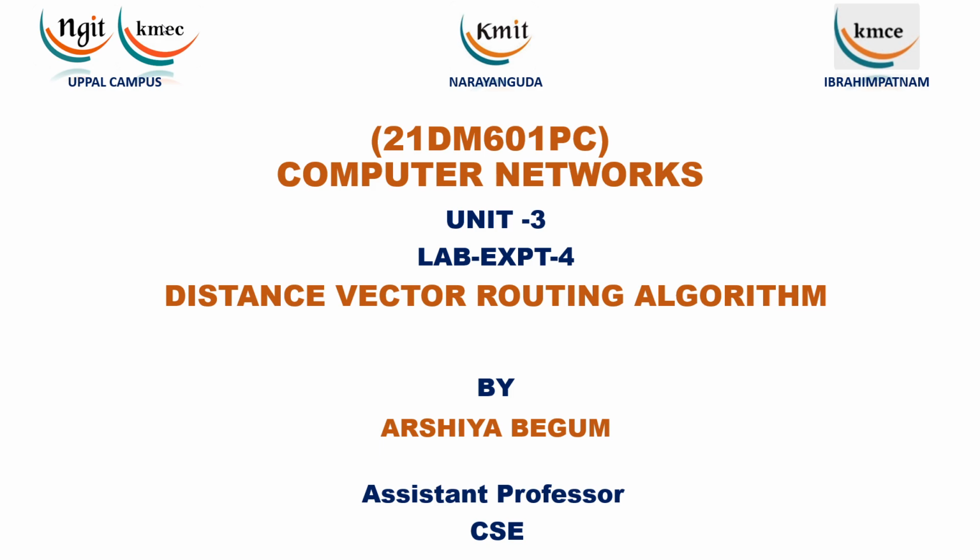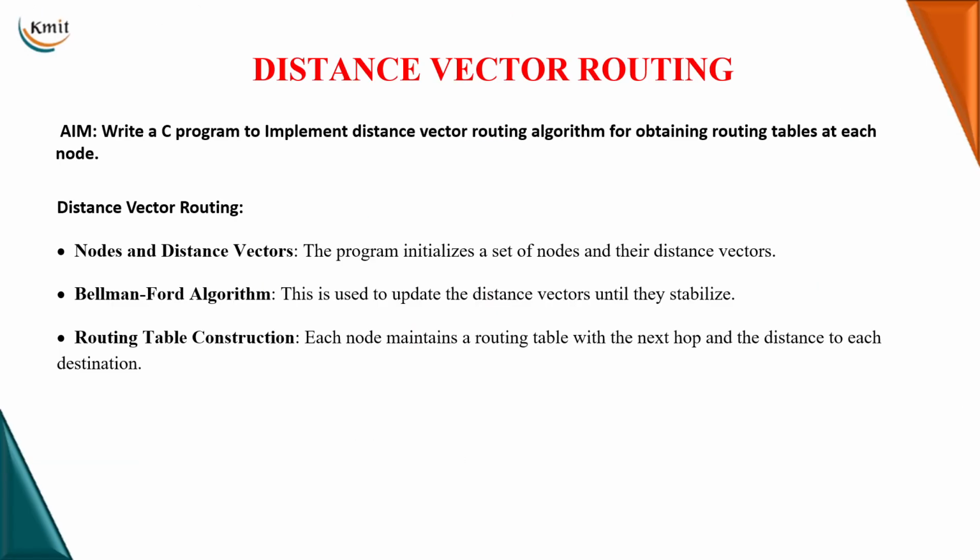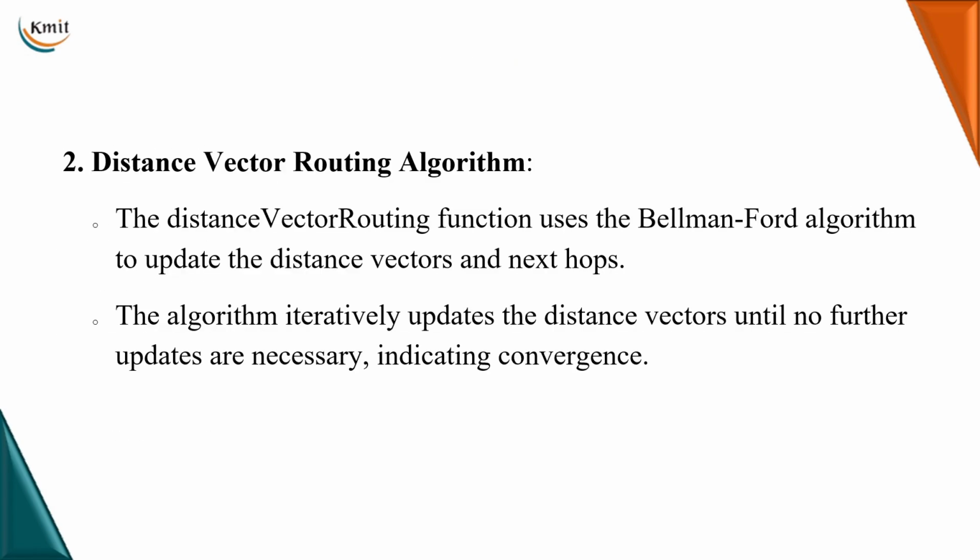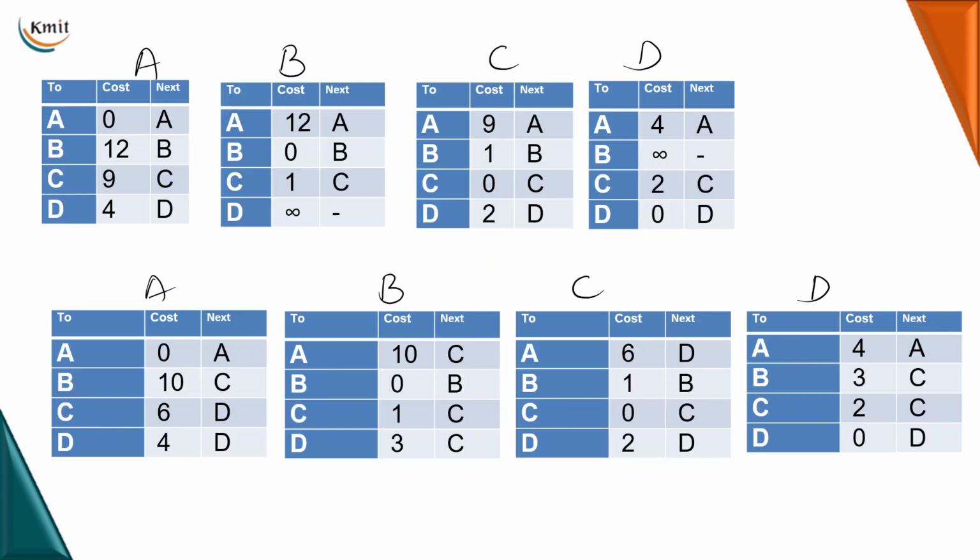Hello all, in today's video we are going to learn about the fourth lab experiment in the computer networks lab, that is implementing the distance vector routing algorithm. The aim of the program is to implement the distance vector routing algorithm for obtaining the routing tables at each node.